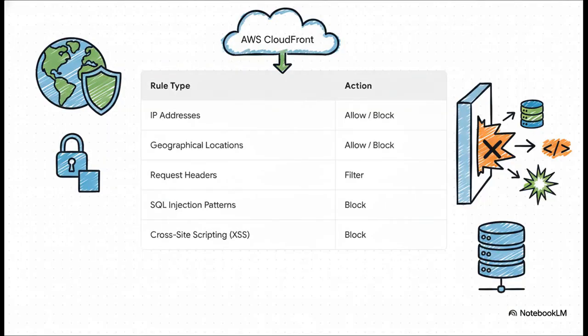And for protecting your application itself, CloudFront works hand in hand with AWS WAF, the Web Application Firewall. Think of WAF as a security guard standing at the front door of every single edge location. You can give this guard a list of rules, like don't let anyone in from this list of shady IP addresses, or block any requests that look like a SQL injection attack. This means all that malicious traffic gets stopped right at the edge, way before it ever gets a chance to even sniff your actual application.